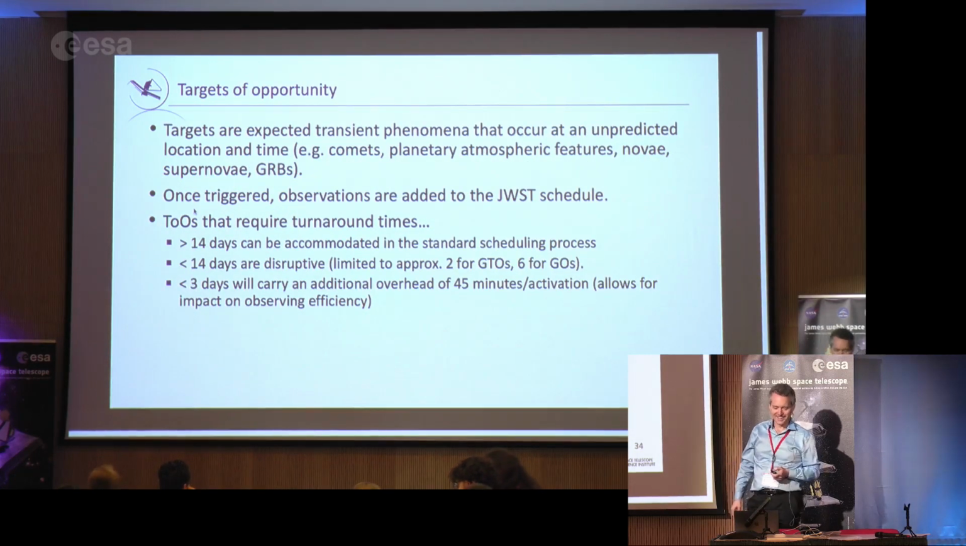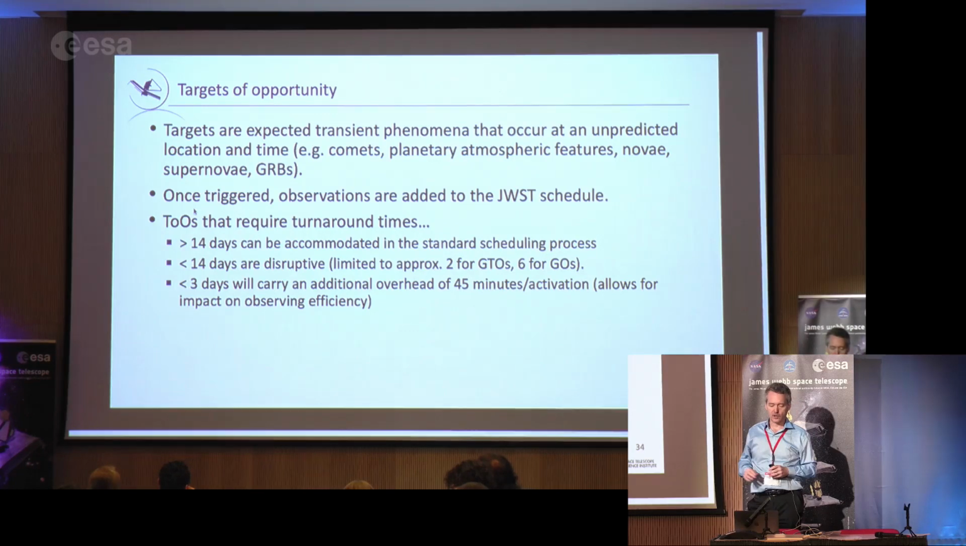Targets of opportunity. So there's some transient phenomena that'll happen, and you don't know what the target is yet, and you say to the TAC, if there's going to be a supernova within 10 parsecs, I want to observe it. And they say, wow, that's a great idea. And so once triggered, we have to rejigger the whole schedule.